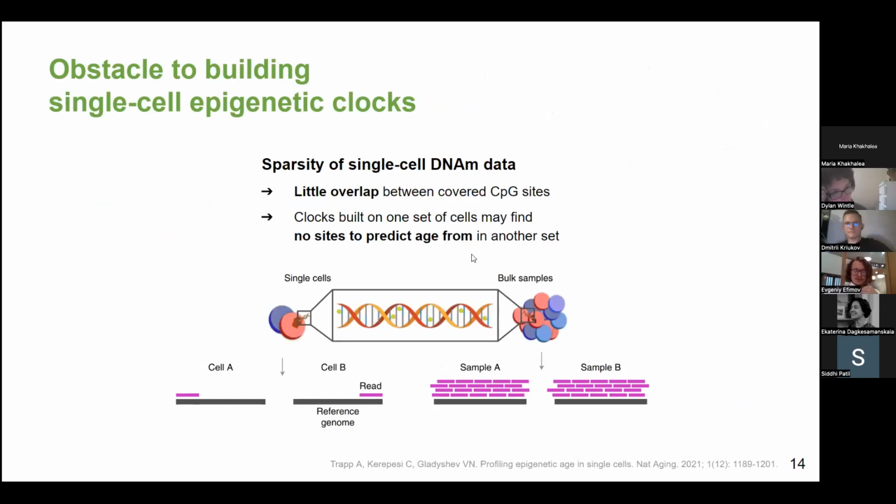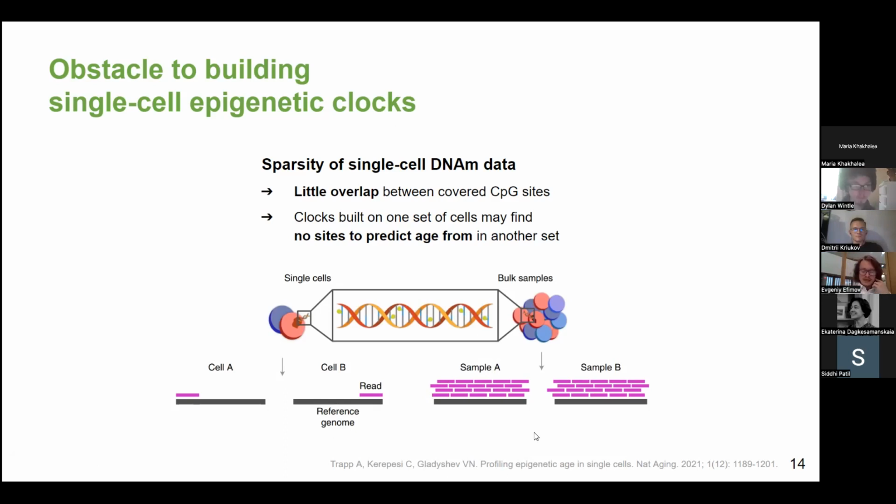However, if we want to track epigenetic aging in single cells, we face a huge obstacle, which is the extreme sparsity of single cell DNA methylation data. This means that if you combine several cells, you might find basically no intersecting methylation sites. The coverage in single cells is so low that the common methylation sites between many different cells may even be absent, which is not the case for bulk samples, because for bulk samples we've got quite huge coverage.